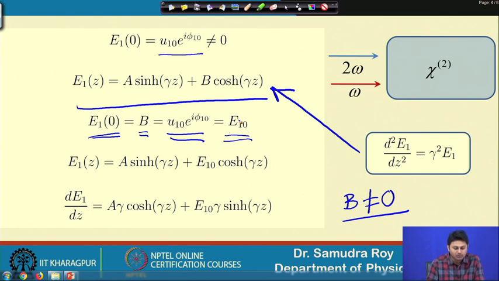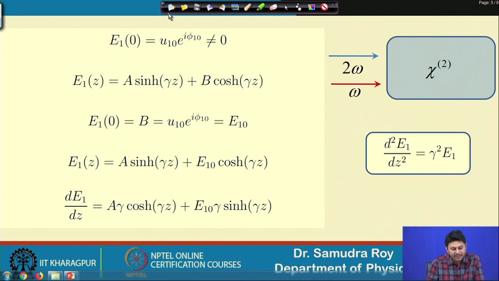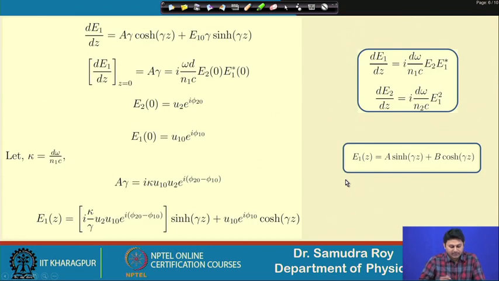Now, in a similar way we try to find out what A is. In order to do that, the next thing we need to do is, this is now the total field. Instead of B, I now write E10 because B is equal to E10, and then we take a derivative of this quantity. The derivative of the first term gives A γ cosh(γz), and the derivative of the second term gives E10 γ sinh(γz). Why am I taking the derivative? Because I am going to use the next boundary condition, which has a derivative form.